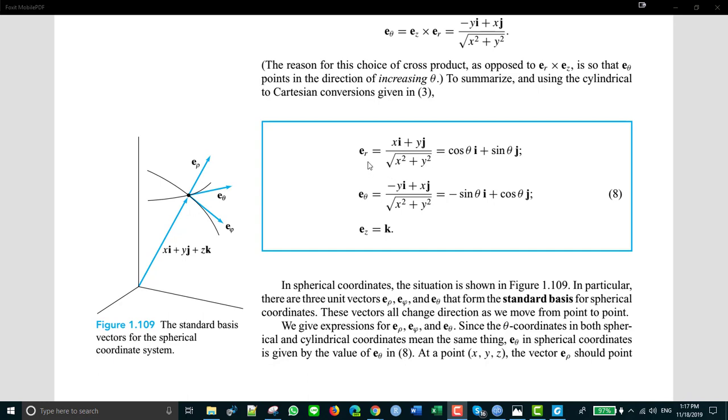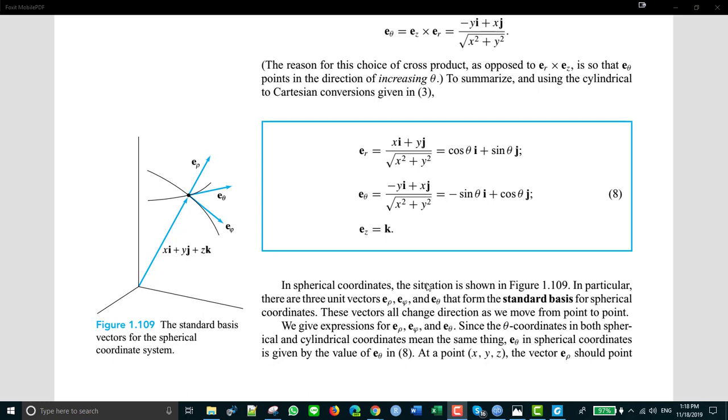So the standard unit basis vector in the r direction is cosine theta I plus sine theta j. And this one is minus sine theta I plus cosine theta j. And this one is just k.